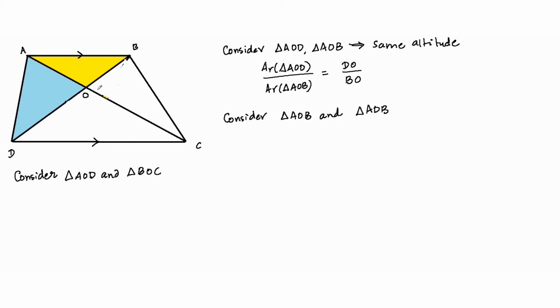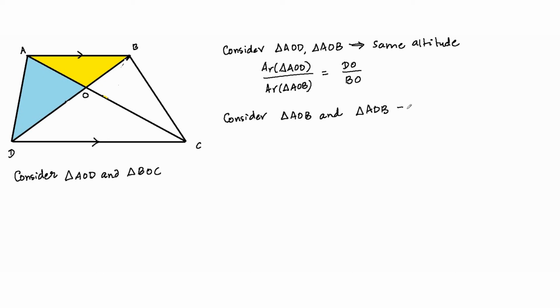Now if you think about it, consider triangle AOB, that's the yellow shaded triangle, and the triangle ABD, that's the complete blue triangle, right? So in these two triangles, you will now notice that they have the same altitude. Again, I can draw an altitude from the vertex A to the length BD, and because they have the same altitude, the ratio of their areas will be the ratio of their bases.